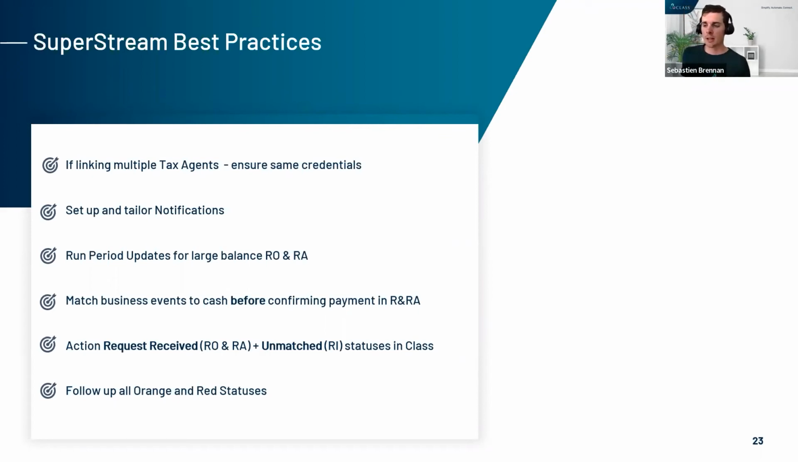In particular, I've highlighted the three types of statuses for the different event types that we really do encourage you to keep an eye on. For a rollover out and release authority, it's the request received status. So that means that you need to confirm that particular message and provide the details to trustees to make sure that they make that payment. For a rollover in, unmatched status means that the payment was made, the message has been sent by the transferring fund, and you need to confirm that that payment is received. So make sure you match it off in Class first before you're confirming that payment.